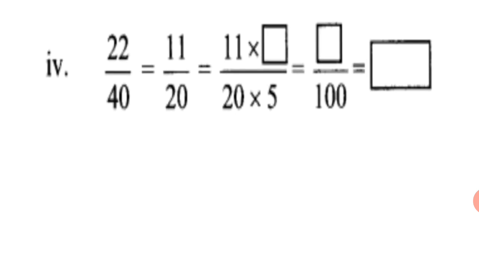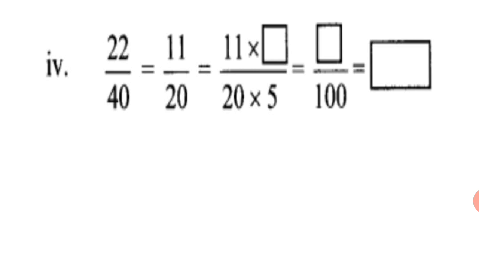Fourth sum, 22 upon 40 is equal to 11 upon 20. How did we get 11 upon 20? It's divided by 2. 11 twos are 22 and 20 twos are 40. So 22 divided by 2 is 11, 40 divided by 2 is 20.